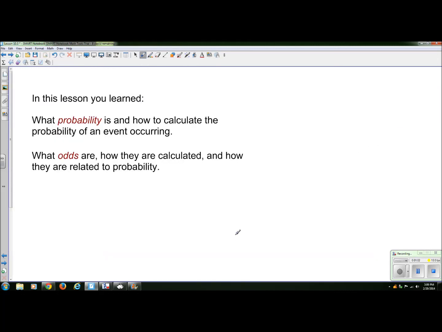Well, that pretty much covers it. In this lesson, you learned what probability is and how to calculate the probability of an event occurring. You also learned what odds are, how they are calculated, and how they are related to probability.